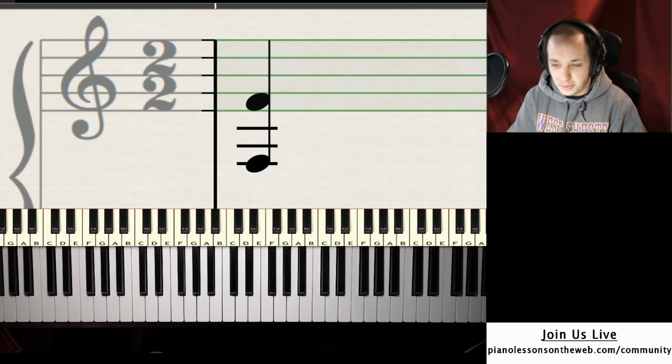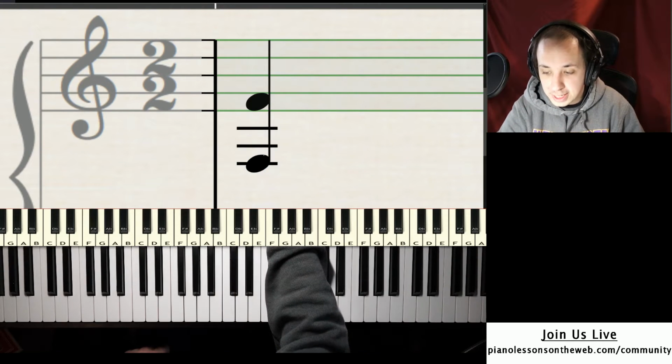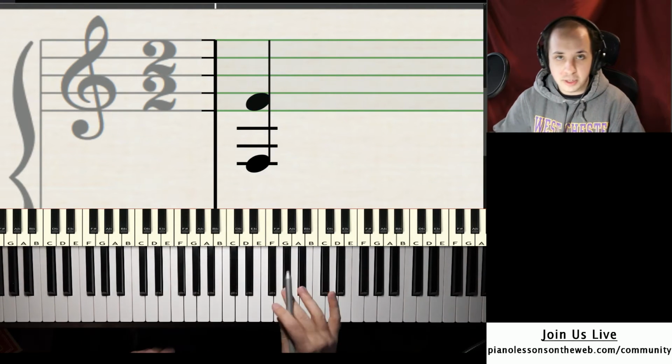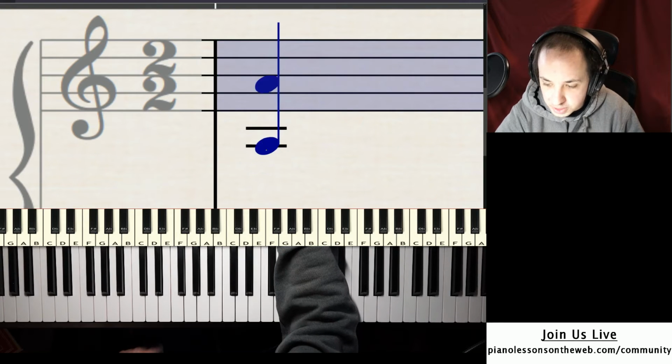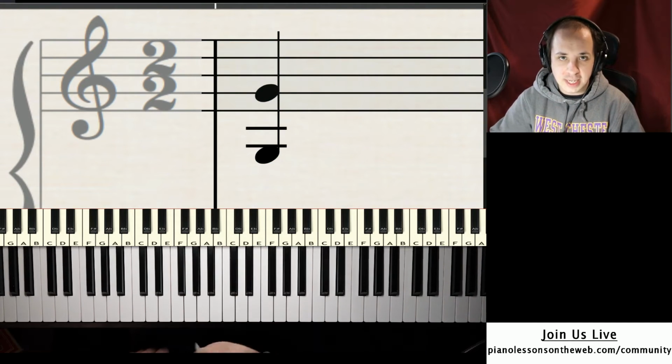An octave, by the way, you also have to consider they don't match. So if the first note's on a line, the second one is going to be on a space. If the first one's on a space, the second one's going to be on a line. So if they both match, you know right away that that can't be an octave.